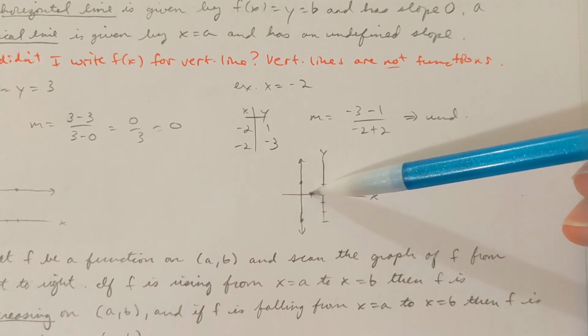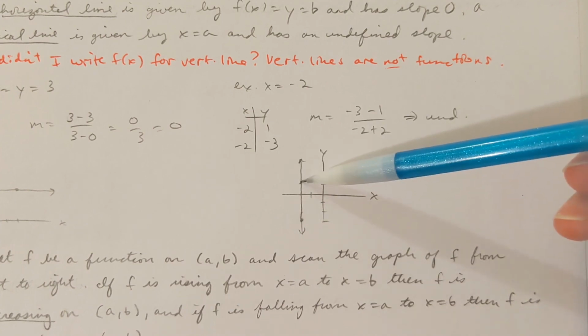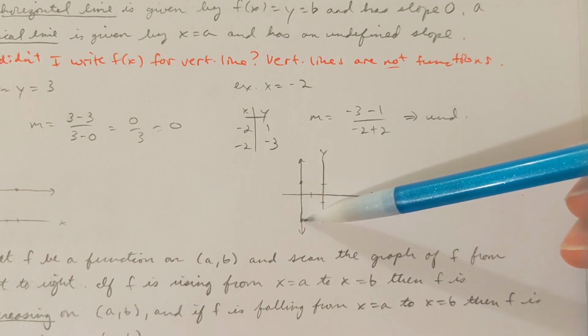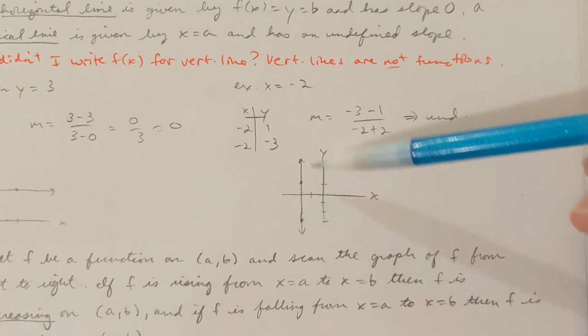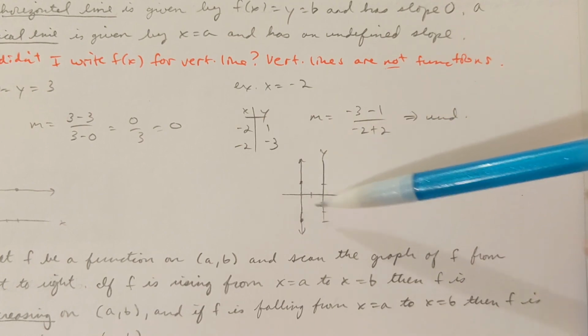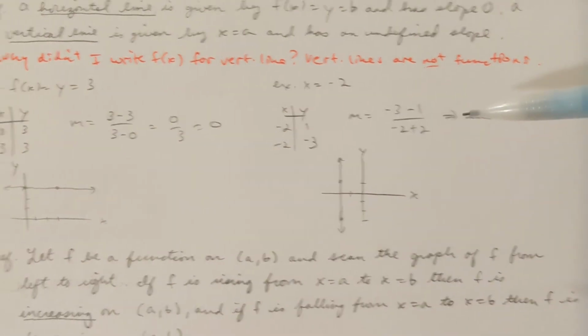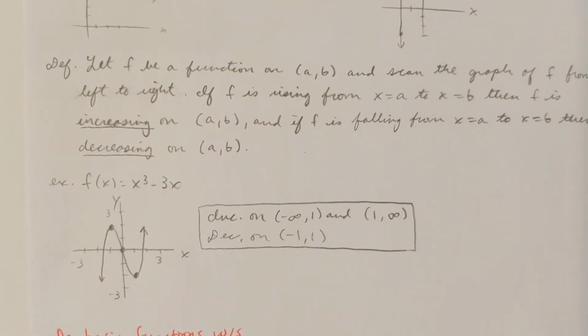Here's x equals negative 2. And so here's (negative 2, 1). And here's (negative 2, negative 3). And I said y could be anything. x is always negative 2. So that slope is undefined. Okay, let's stop right here.